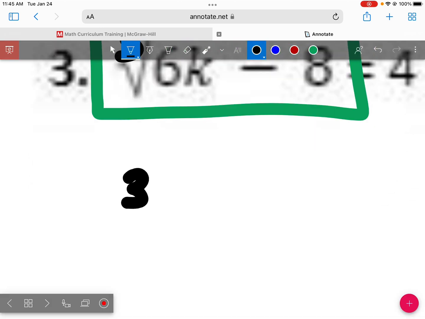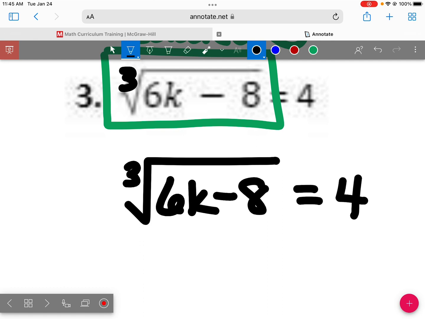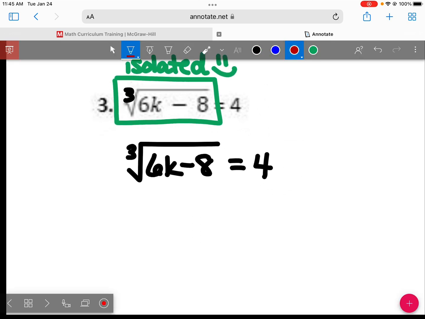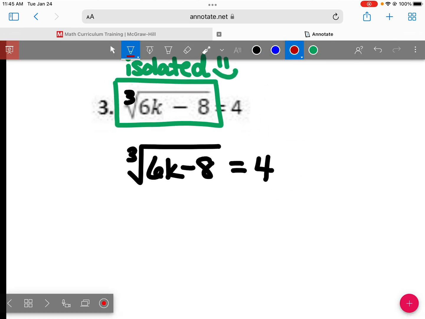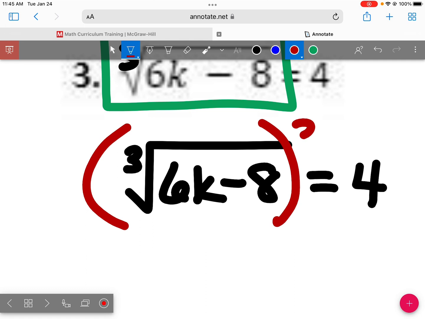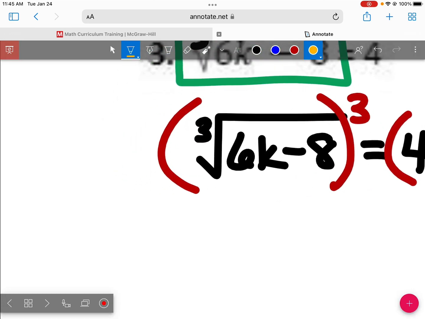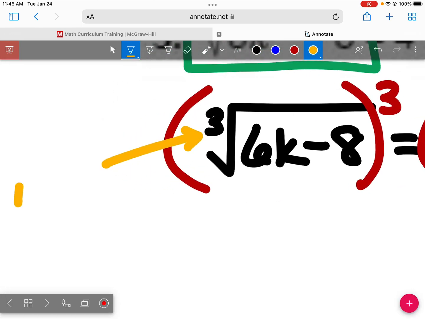So I have the cubed root of 6k minus 8 equals 4. Step 1 is done. Step 2 is eliminate the radical. How do I eliminate this radical? Cube it. We're not multiplying by 3, we're taking it to the third power. And if you do it to one side, you've got to do it to the other side. Why did we pick cubing this time? Index is 3.